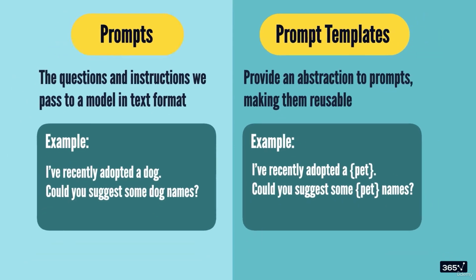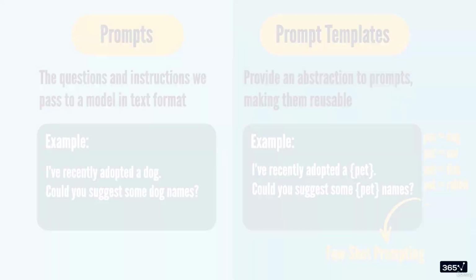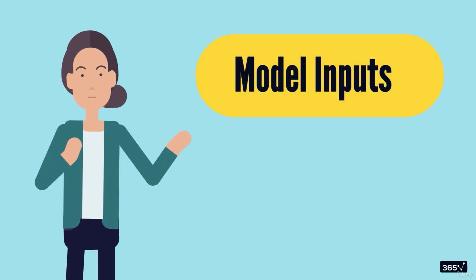Nice! Such prompt abstractions are especially handy whenever we want to provide a model with examples to learn from, a technique called few-shot prompting. But more on this in upcoming lessons. So that's how we deal with model inputs.